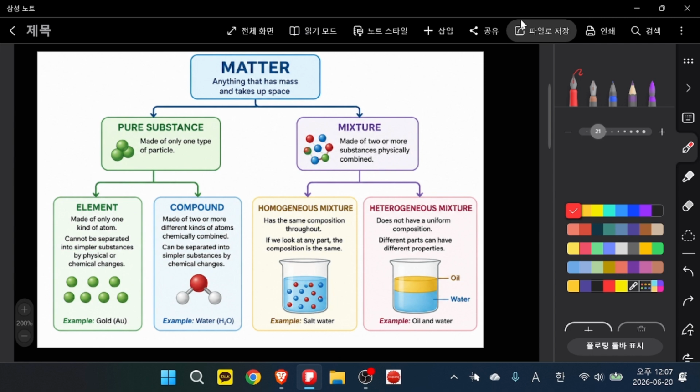No matter what physical changes happen, such as melting, boiling, evaporation, or freezing, a pure substance stays the same because its particles do not change.